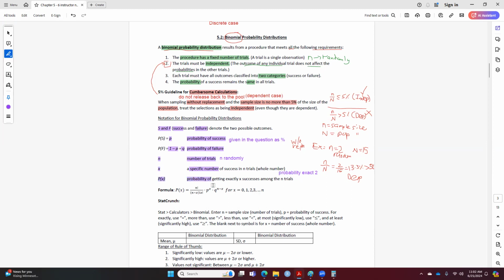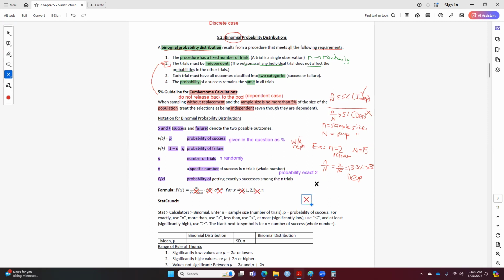Usually this is what I will be asking you mostly: what's the probability of getting exactly 2 out of 5 randomly selected? Those are the ones that we will be using. Now, formula. How do we calculate this binomial distribution? If you don't use StatCrunch, this is the formula. But I will tell you, do not use this formula here.